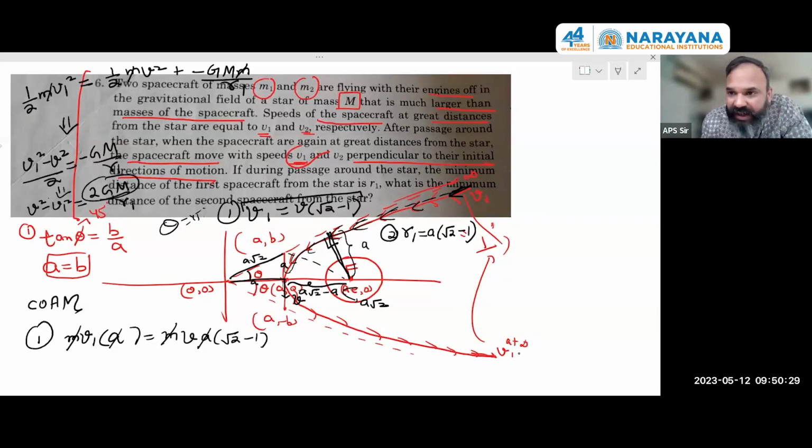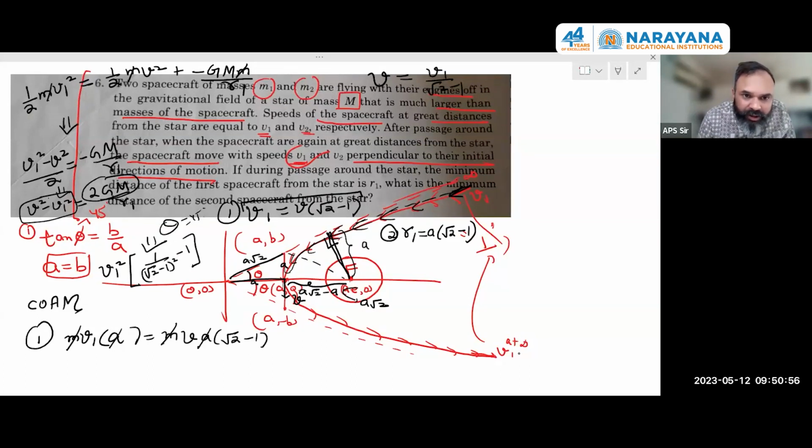This is a constant for the second one also. R1, R2 is something which we need to find out. Just observe v square minus v1 square in terms of v1. So write v as v1 upon root 2 minus 1. So basically you will get v1 square as common in this equation, and 1 upon root 2 minus 1 the whole square minus 1 is 2GM upon R1.